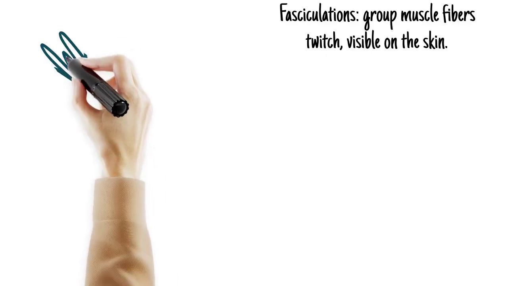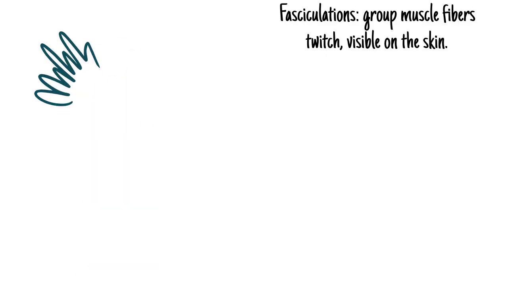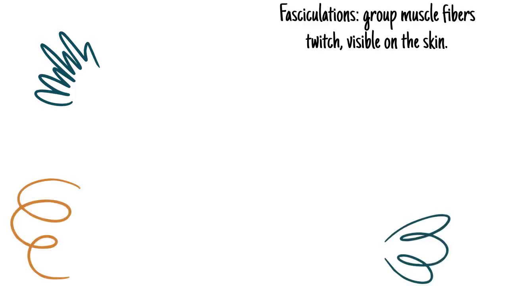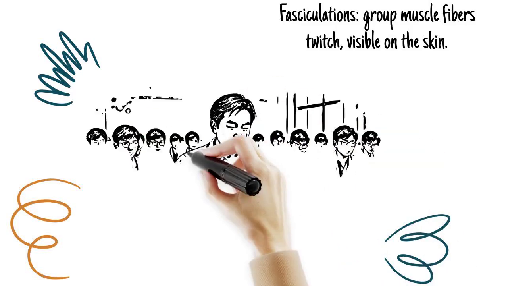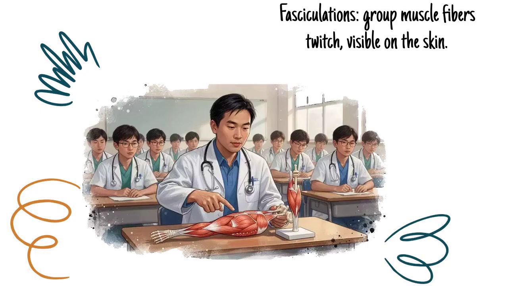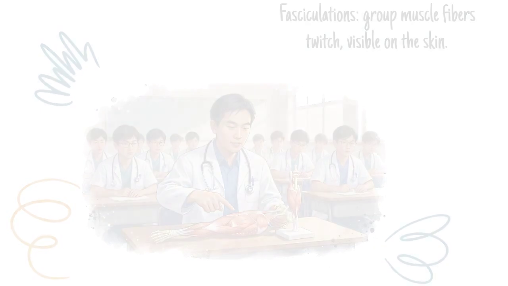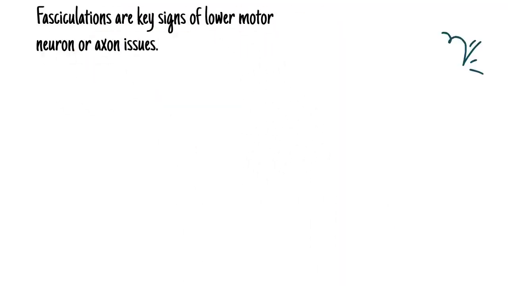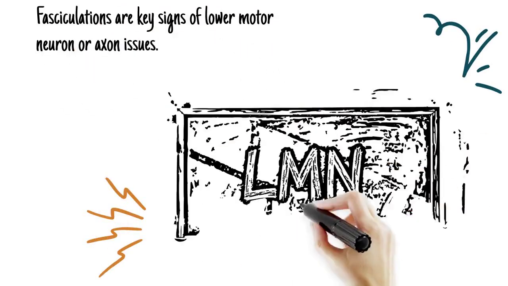Fasciculations occur when an entire motor unit, meaning all the muscle fibers belonging to one motor neuron, fires spontaneously as a group. Because multiple fibers contract together, this generates enough mechanical force to produce a visible twitch beneath the skin surface that the examiner can see directly without any equipment. Fasciculations are a hallmark sign of lower motor neuron or axon pathology.